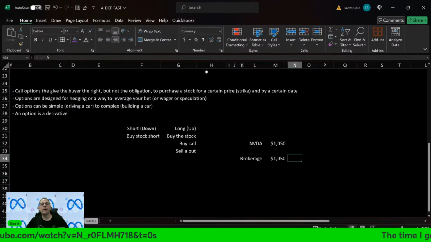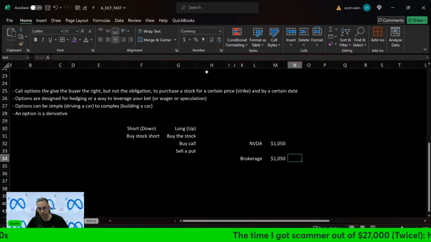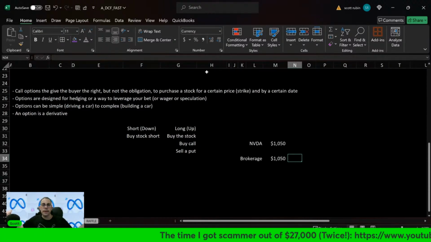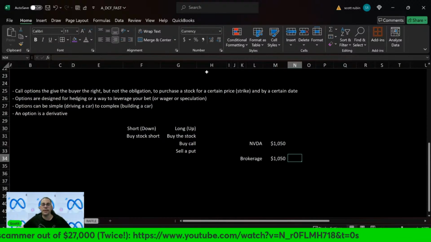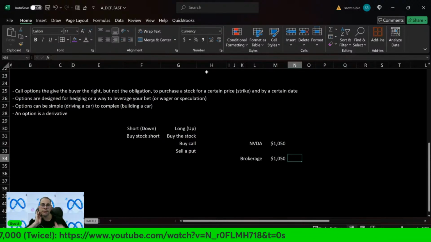And say NVIDIA goes to zero. The most extreme situation, it goes to zero. Then it's done. Then you keep the 1,050. You don't have to ever pay it back because it's zero. The company went bankrupt. That's a perfect situation when you short something, it goes to zero.